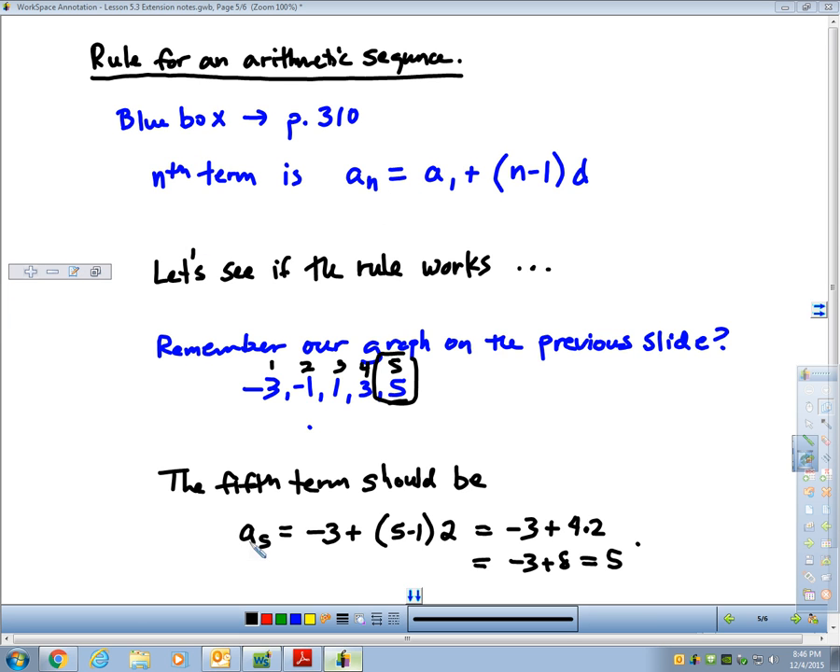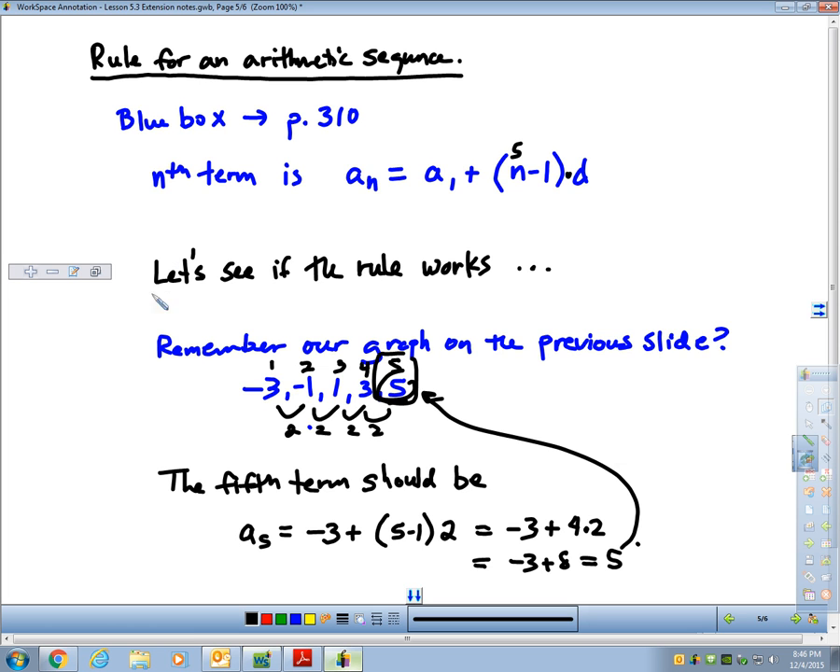The fifth term should equal the first term, which is -3, plus, I want 5 terms, so I would take 5 minus 1, times the difference. Now, can you see in this problem, the difference is always 2. That's why I plugged a 2 in for d. Let's calculate this and see if it works out to 5. So I have negative 3 plus, there's 4 times 2, and that's negative 3 plus 8, and voila, there you go, you're getting 5.